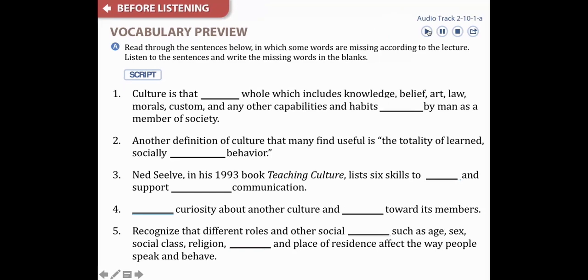One. Culture is that complex whole which includes knowledge, belief, art, law, morals, custom, and any other capabilities and habits acquired by man as a member of society. Two. Another definition of culture that many find useful is the totality of learned, socially transmitted behavior.